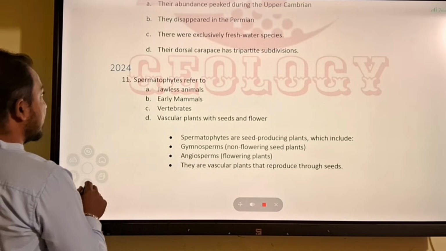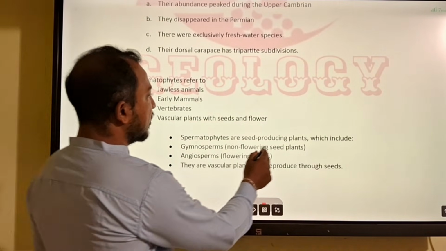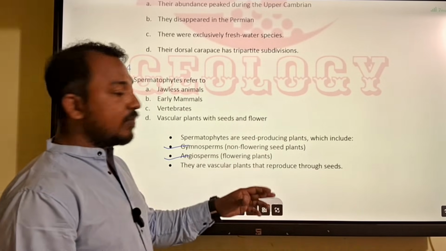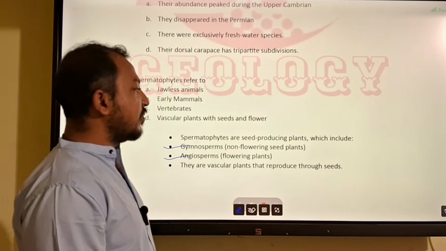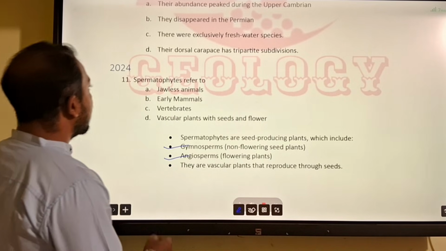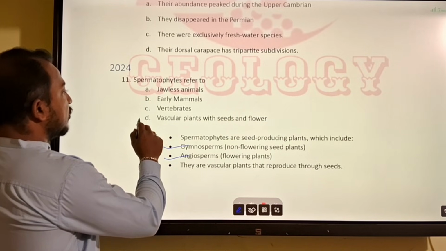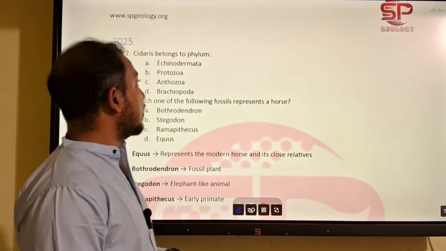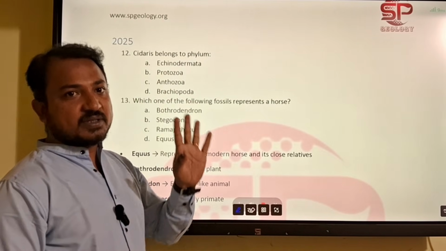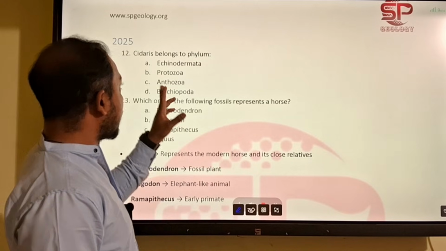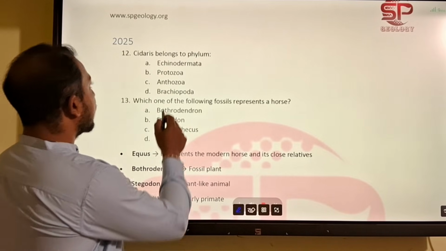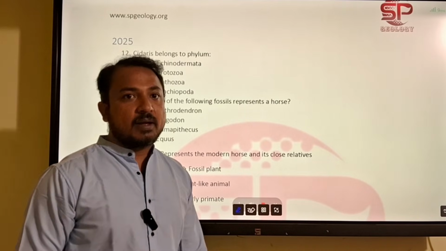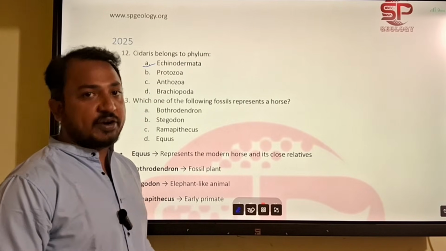Then it comes to spermatophytes. Spermatophytes are seed producing plants which include gymnosperms and angiosperms, non-flowering seed plants and flowering plants, and they reproduce through seeds. So your answer will be vascular plant with seeds and flowers. Next question, this also we have discussed in the previous section. So Cidaris, it belongs to Echinodermata phylum. It belongs to Echinoidea.